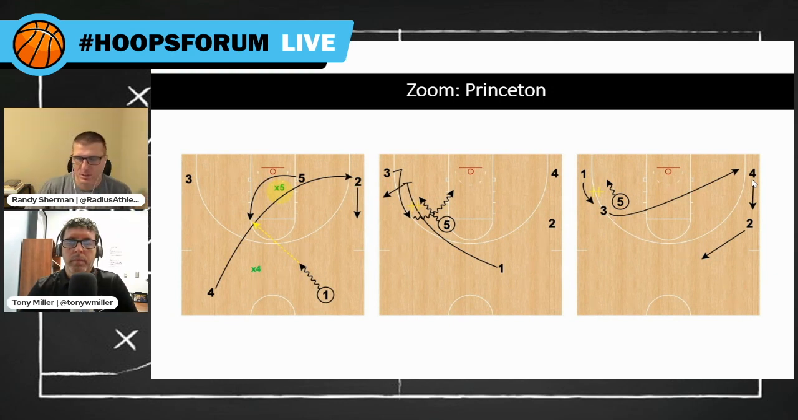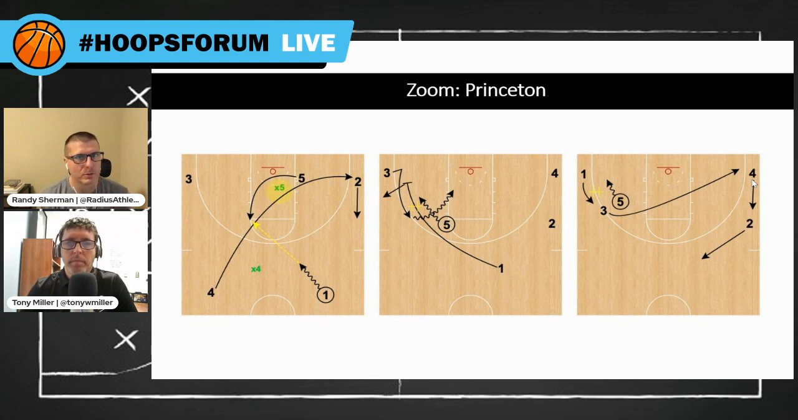And five just turns after their catch and follows them to hand it off for player three coming off the pin down. So I call it enhancing the dribble handoff. Instead of just me dribbling and handing it to you, there's a third player involved. I'm dribbling it, you're screening for that player, and we've enhanced the dribble handoff a little bit.